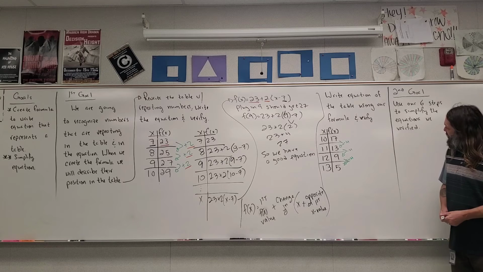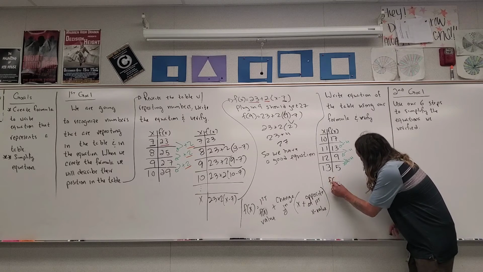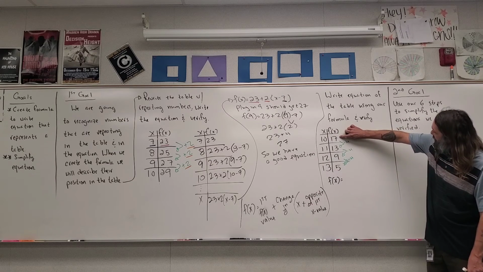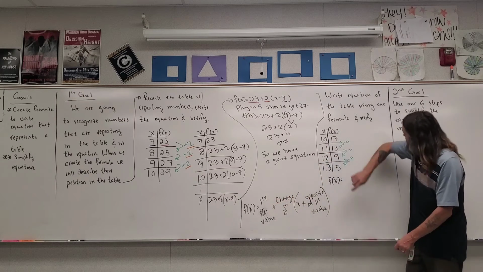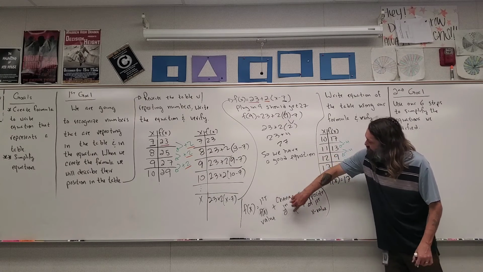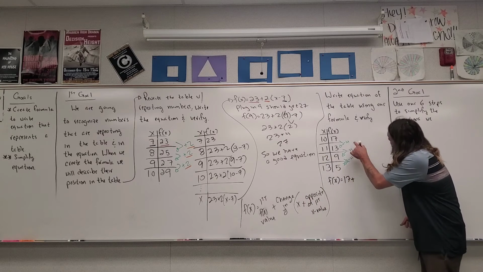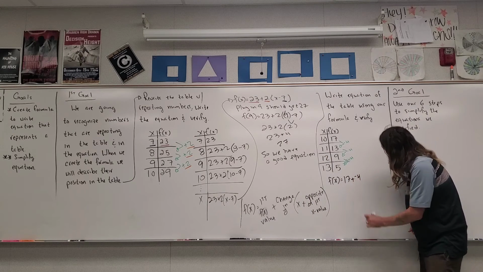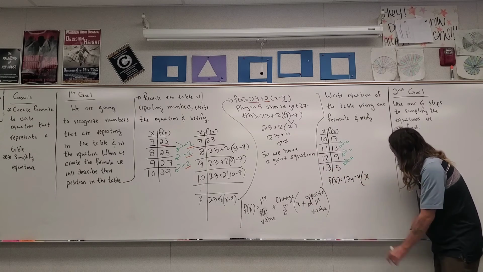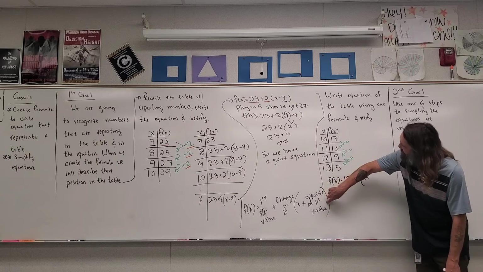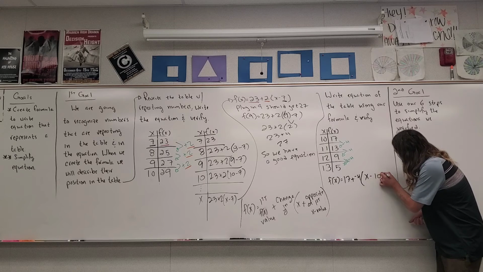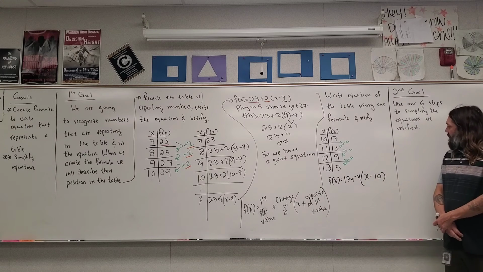Alright, so let's go through the steps. So it's going to be f of x equals my first f of x value, which is 17, right? First f of x value, so it's 17. Plus our change in y. So this is going to be plus a negative 4, because that's our change in y. Parentheses, x plus the opposite of the first x value. Our first x value is 10, so the opposite of 10 is going to be negative 10. So this is the formula for our equation.